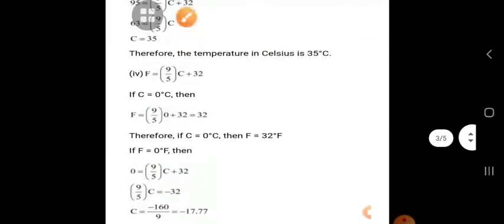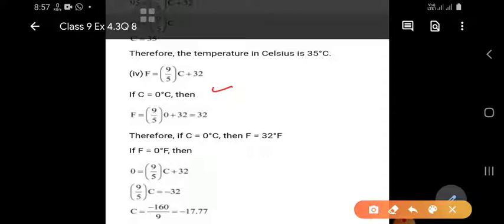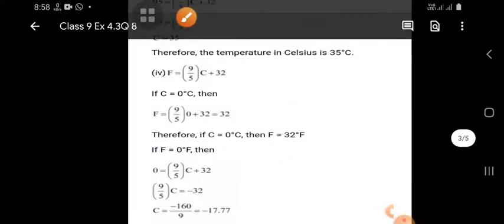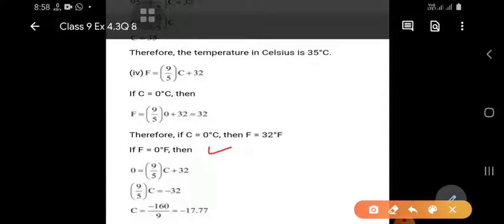Look at here. First condition, if C is equal to 0, then F is equal to 32. First condition is completed. That means written here, if C is equal to 0, then F is equal to 32 degree Fahrenheit. In the second part, if F is equal to 0, that means the value of F will be 0. So if F is equal to 0, then what happened? 9 by 5 C is equal to minus 32. Just look at here, we transpose 32 from the right side to the left side. So whenever we change the side, the sign changes, so it is minus 32.